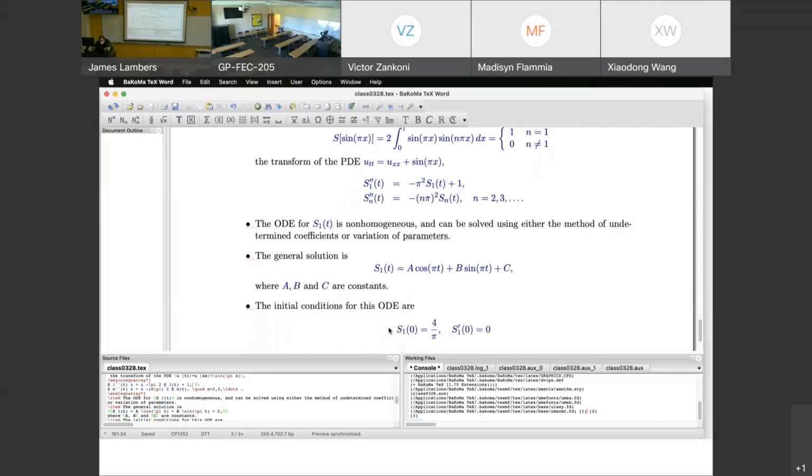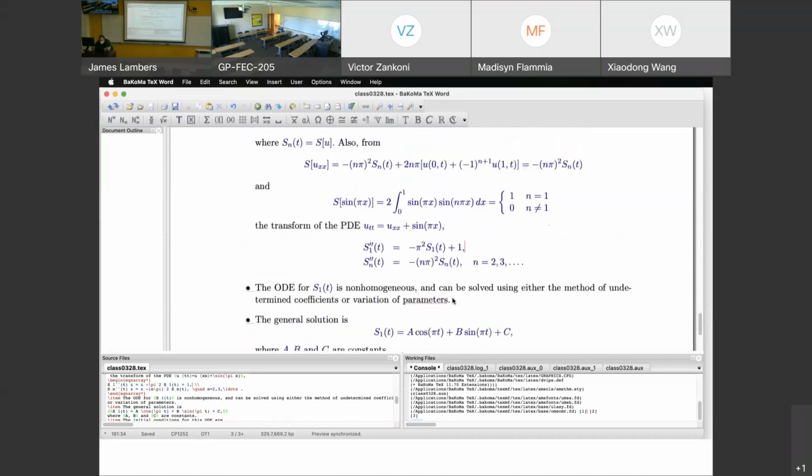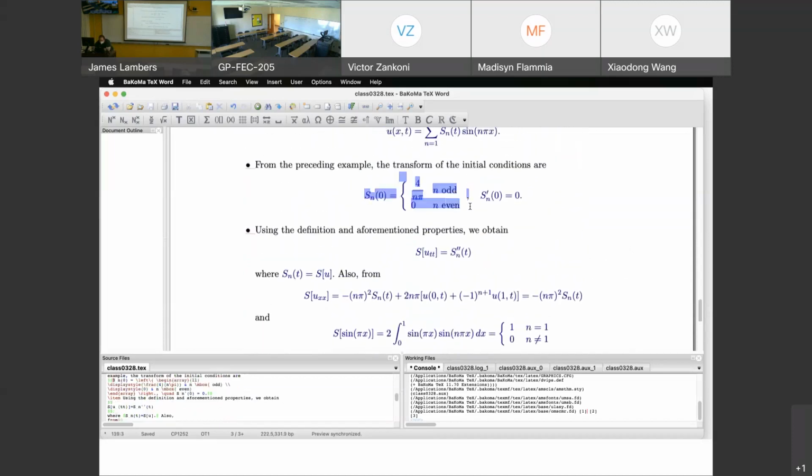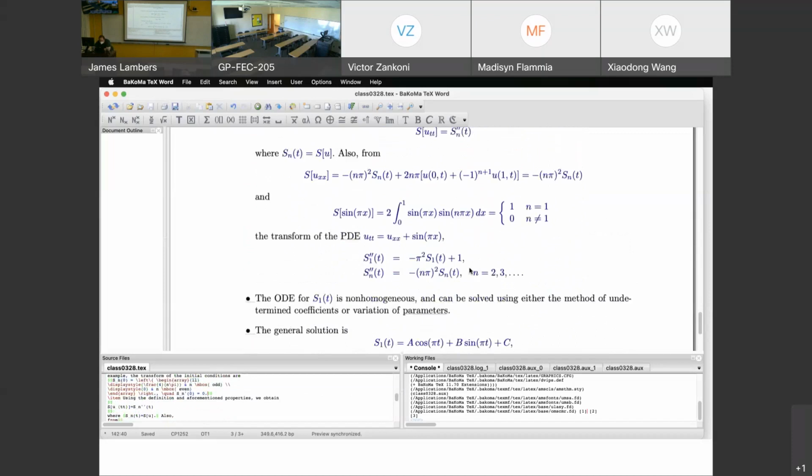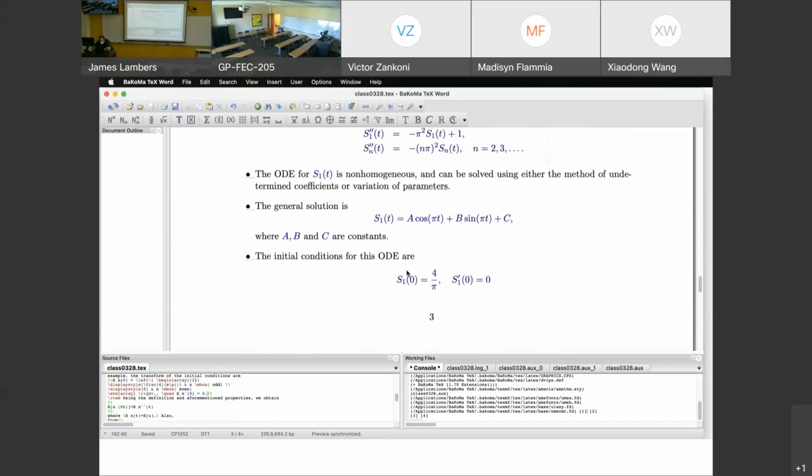And here are the initial conditions for the n equals 1 case only. Well, for all values of n, the derivative, Sn prime, is 0. And then for S1, we get 4 over pi. And that comes from this transform of the initial data. So we're just using this in the n equals 1 case, for initial values.